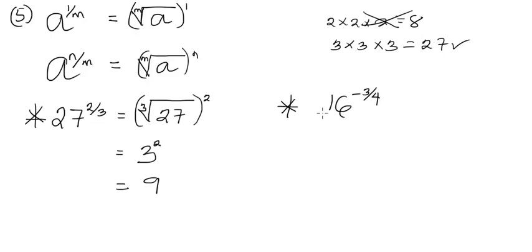Here I'm going to be dealing with 2 laws: a negative power and a fractional power. So let's pick it one after the other. What can we do here? First, let's change the negative power to positive. We said we can change negative to positive, and don't forget, we find the reciprocal. So 1 over 16 raised to the power of 3 over 4. So it becomes a positive power.